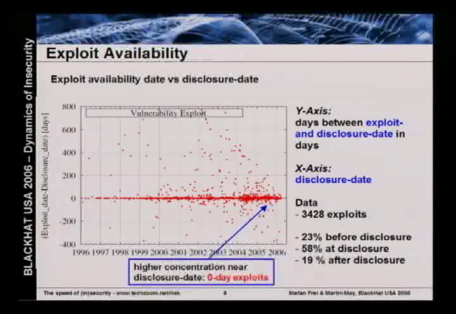Okay, the same plot for the availability of exploits. When we look at this graph, we clearly see that exploits are available well before the disclosure and even well after disclosure of vulnerabilities. The other thing that we see is increased density over time, from 96 to 2006, around the disclosure date. So the big game is really around the disclosure date.